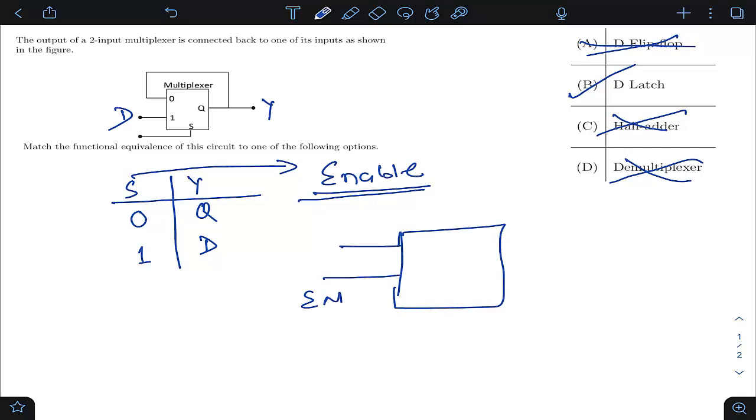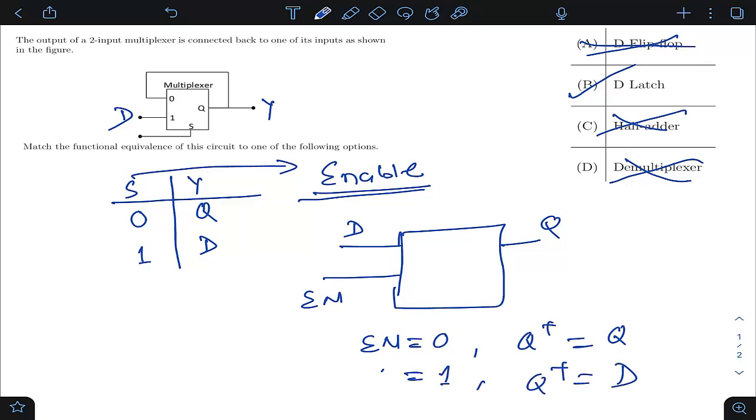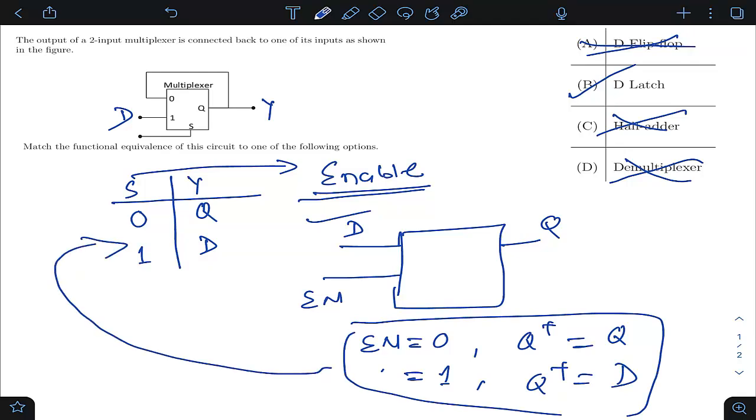So this is what your D is, and this is what your Q is. In a D latch, whenever enable equals 0, your next state output Q plus equals Q. Whenever enable equals 1, Q plus is equivalent to the applied input D. So you see this table and this table are equivalent. So the answer has to be D latch.